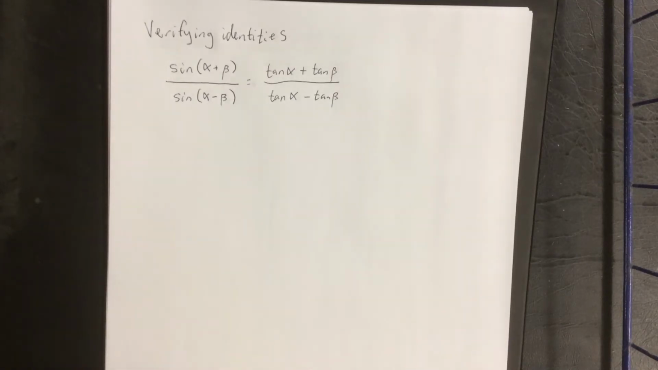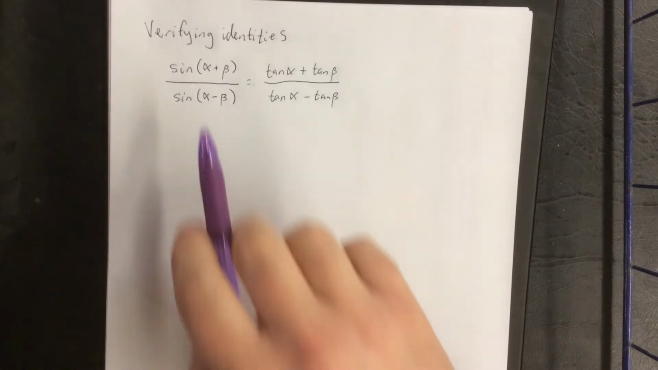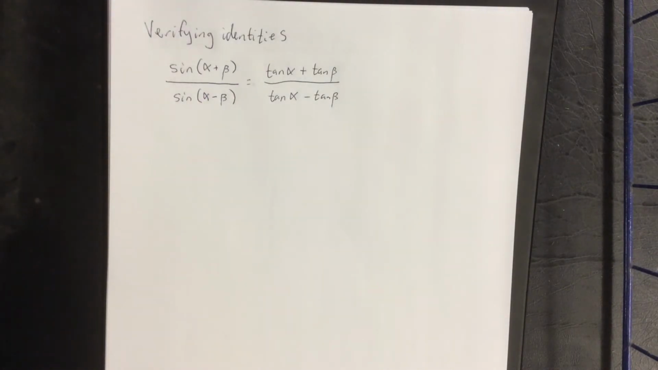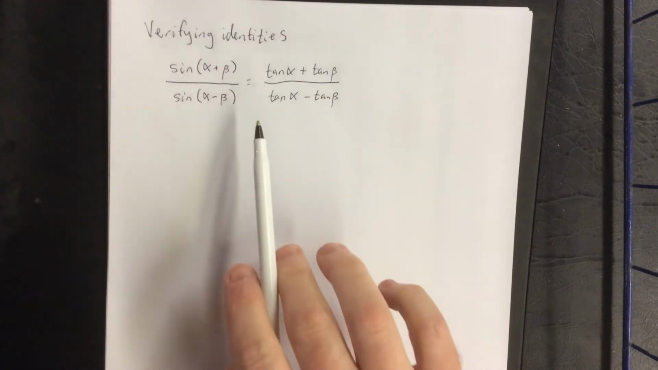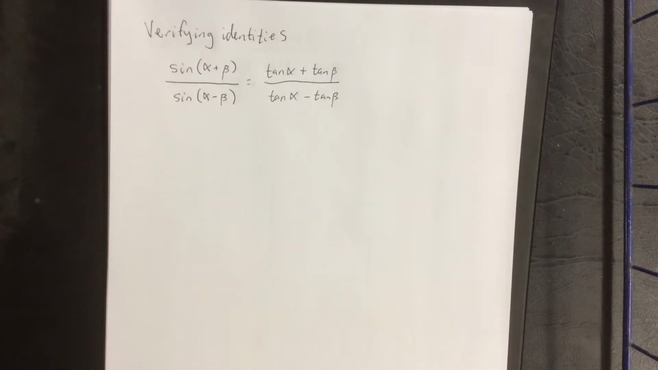In this video, we're going to go through some identity verification with use of sum and difference identities. So for our first example, we have the sine of alpha plus beta divided by the sine of alpha minus beta is equal to the tangent of alpha plus tangent of beta over the tangent of alpha minus tangent of beta. Now, we are supposed to start with the more complicated looking side.